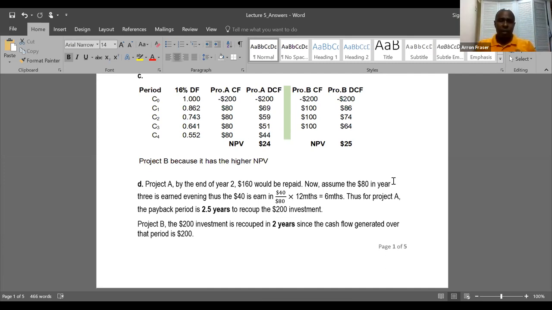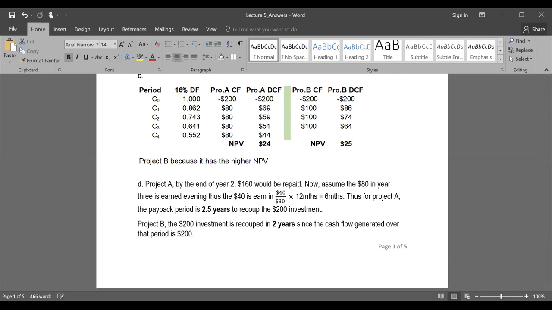So does part C require any explanations? Basically, we find the discount factor from the chart that I shared for periods 1, 2, 3, 4, and we apply it to the cash flows. We get the discounted cash flows, we add them all up, and we get the NPV. Just remember it's an embedded Excel sheet, so if you double click a table, it takes you behind into Excel, and you can see the calculations. Good. Any questions on C?